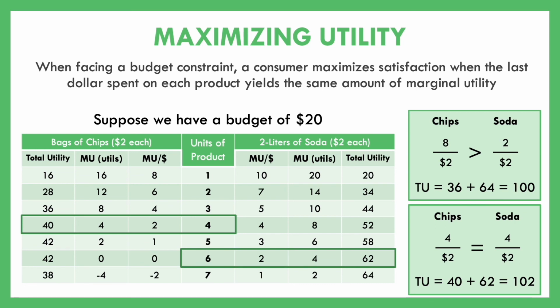And you can even check this against all the rest of the options. Suppose that we decided to buy 5 of each, 5 bags of chips and 5 2-liters of soda. Well, if you notice, that'd be a total utility of 42 from chips and 58 from soda, and that's once again 100. And so we never have any other combination that reaches a total utility of 102. That is our highest maximum utility, and that happens there because that's the point where our marginal utilities per dollar are equal for each of our goods.